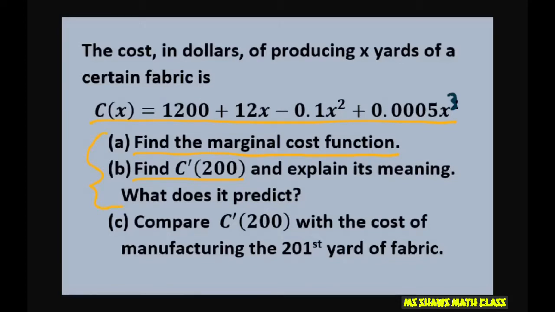Because this way is a lot easier to find the 201st yard of fabric than what we're going to have to do with C. And we're going to compare them. So let's get started. We're going to take, this is a cube, by the way, little typo.